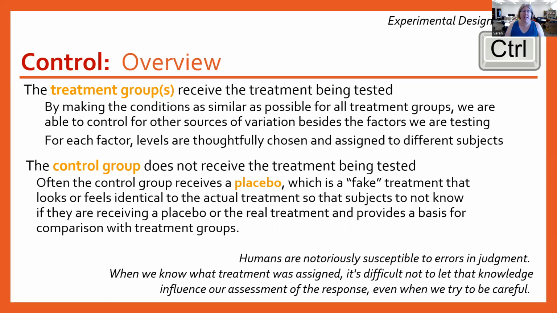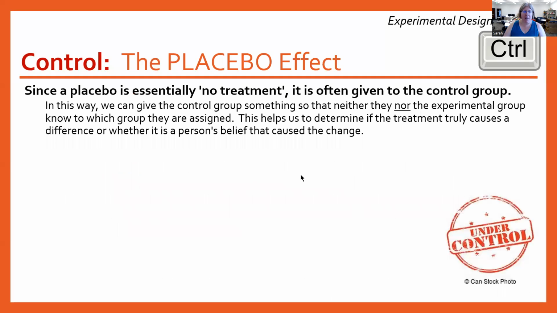So it's really easy for there to be a lot of reasons why we might not answer completely truthfully. By using a placebo, people don't know whether they're getting the actual treatment or a sugar pill or something like that. So it allows us to see better what's going on and whether that medication is actually helping. Since a placebo is essentially no treatment, that's why we give it to the control group.